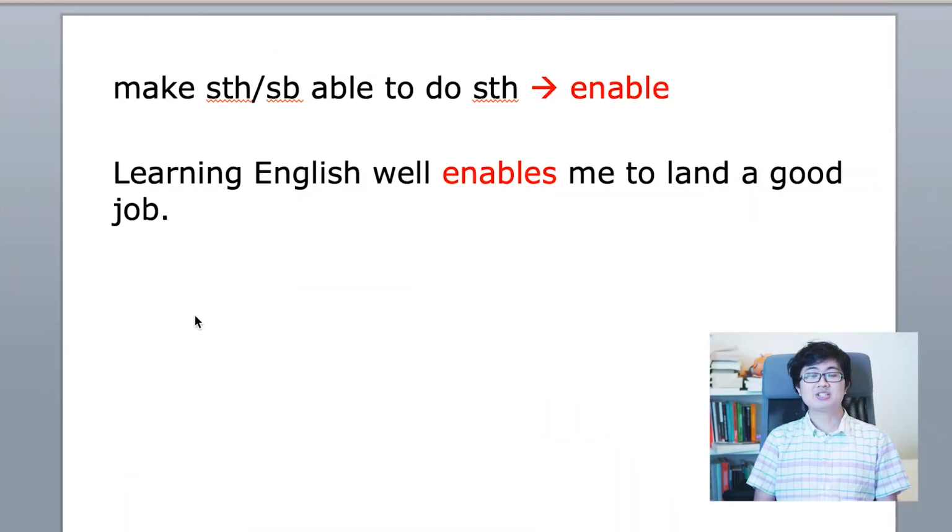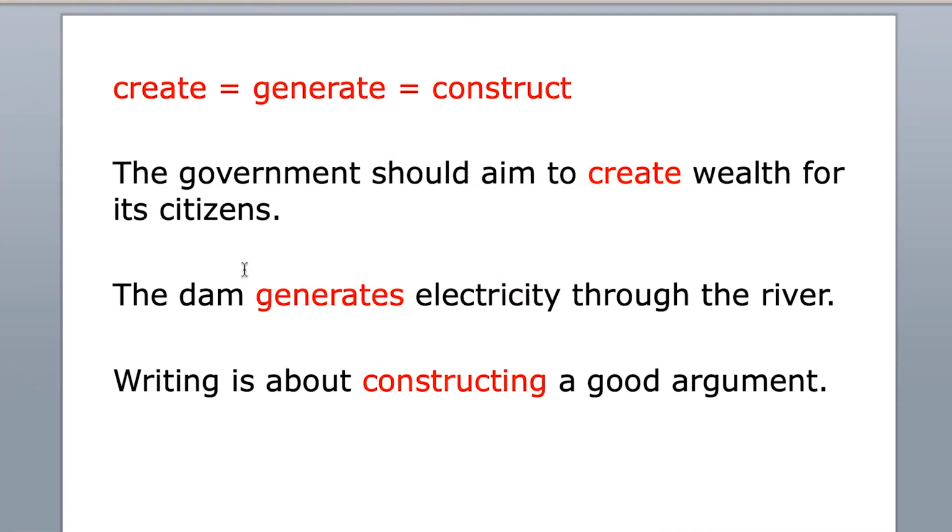The next one, instead of saying to make something or somebody able to do something, just say enable. For example, learning English well enables me to land a good job. So enable somebody to do something. A very useful structure.